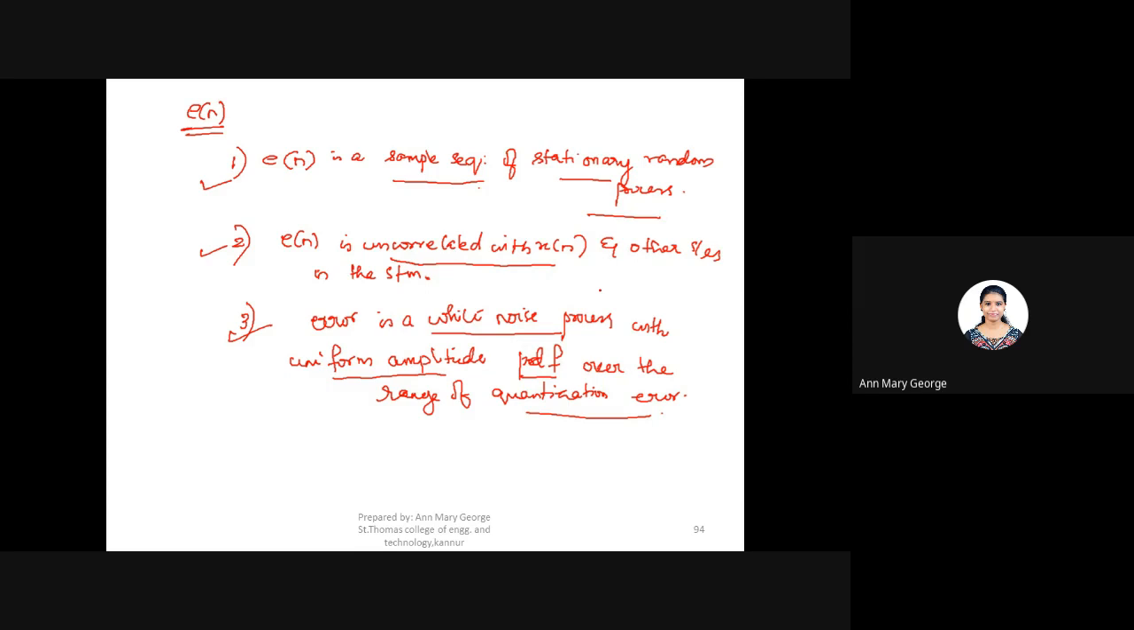Before that, again, the three properties of e of n: the first one is that it is a sample sequence of stationary random process, the second is that e of n is uncorrelated with x of n and other signals in the system, and the third is that the error is a white noise process with uniform amplitude PDF over the range of quantization error. So let's start with the stationary random process.